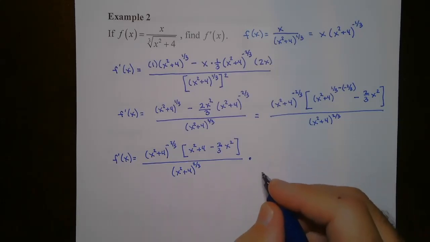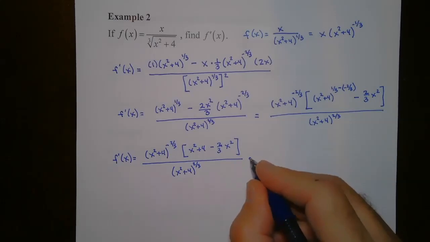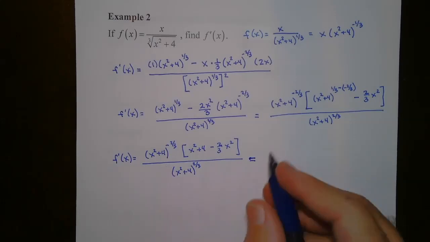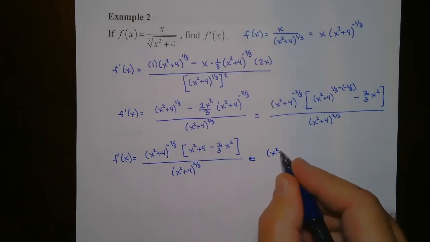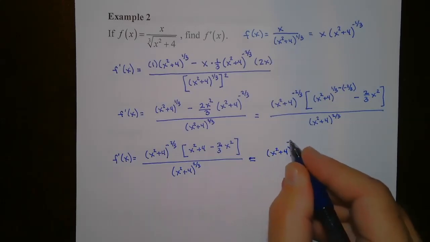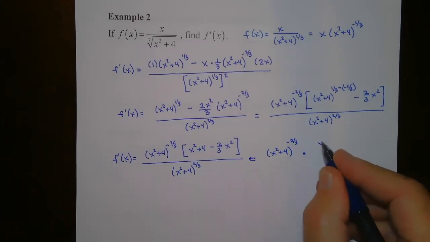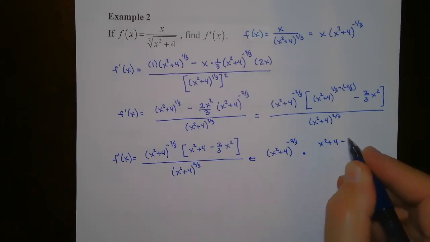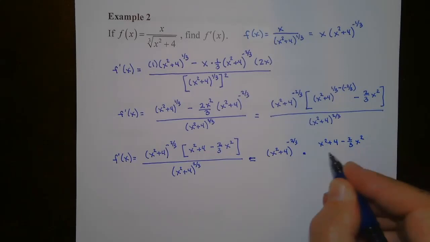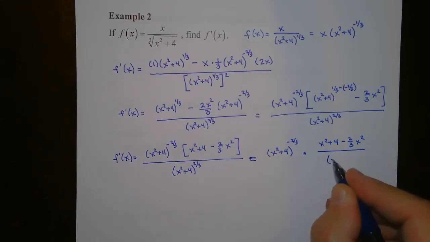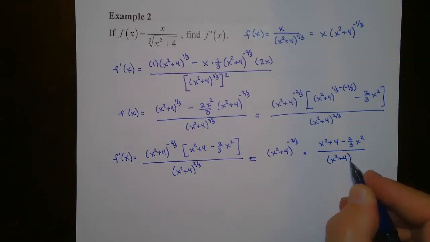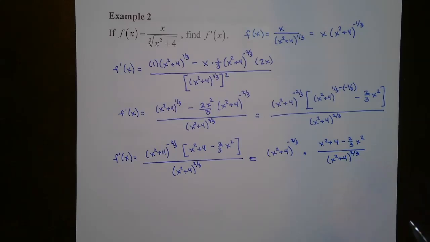Okay, so I should put equals here. Equals x squared plus 4 raised to the negative 2/3 power, then the multiplication. And then this would be x squared plus 4 minus 2/3 x squared all over x squared plus 4 to the 2/3 power. Now what we can do is rewrite this one as 1 over x squared plus 4 to the 2/3 power. And we're almost home, guys.